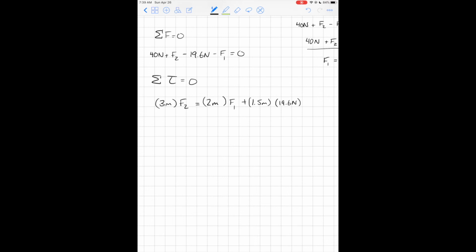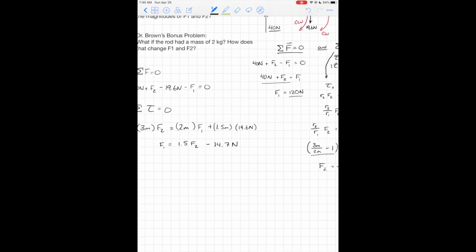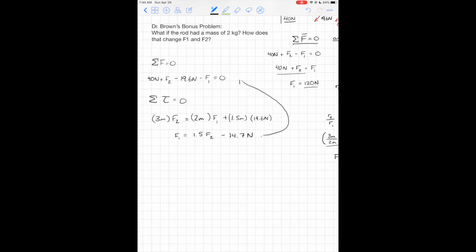Well, I could say that F1 is equal to, if I do a little bit of rearranging, 1.5 times F2, like we had last time, minus 14.7 newton meters. I guess it would just be newtons, right? Because I'm dividing over the 2 on both sides here. I threw that over. And then at this point, I can plug back into this equation to solve for F1 or F2.